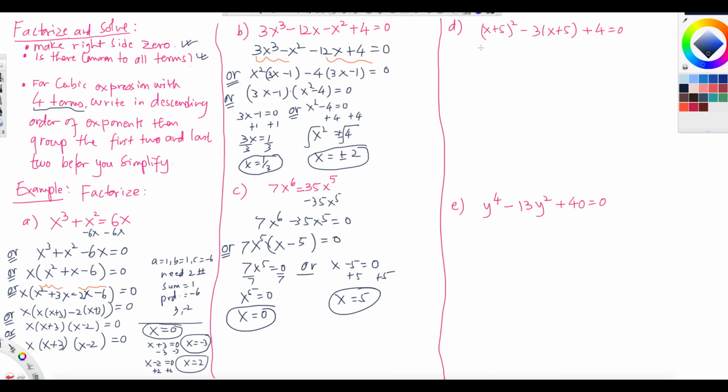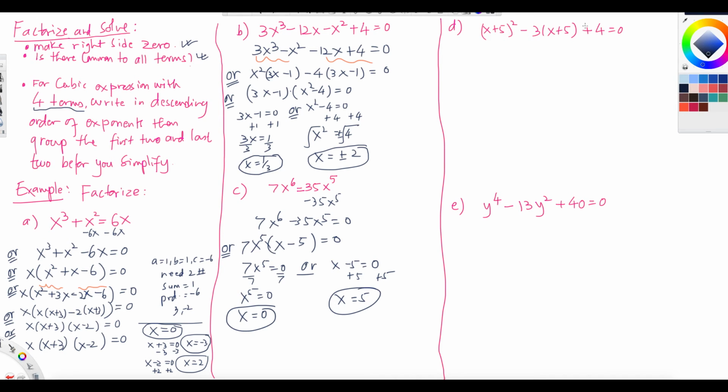Now let us look at example number D. This example is different from the other examples because there are some patterns there, right? Because there is (x plus 5) squared minus 3(x plus 5) plus 4 equals 0. This problem can be done in many different ways. One way could be you FOIL this, because x plus 5 times x plus 5. You FOIL this, distribute, and simplify, add and subtract, and you will get a quadratic expression there.